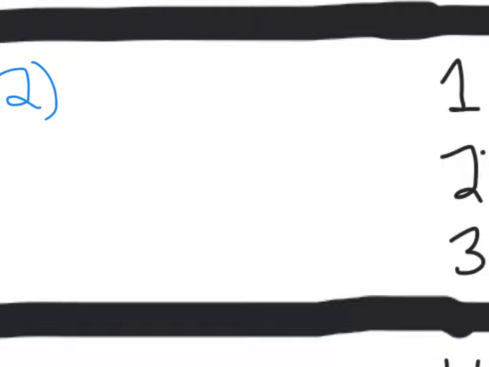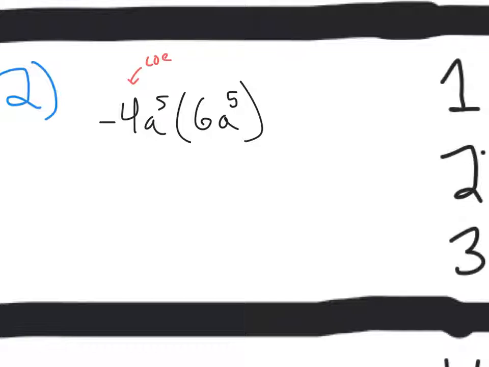So here we have -4a to the 5th, and that is times 6a to the 5th. Okay, for these problems, we first check, okay, we've got bases are the same, so that's good news. But both of these terms have what we call coefficients. So this is a coefficient. Whoops, spelled that wrong. And this is a coefficient.